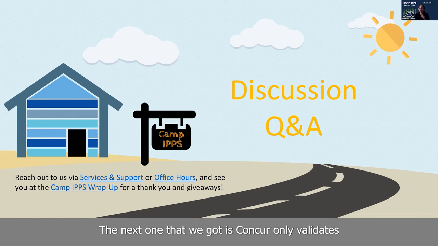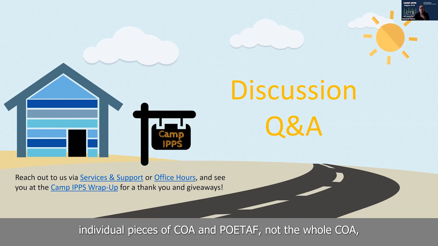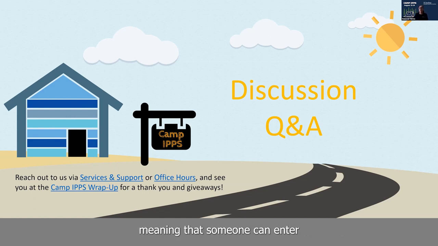The next one that we got is: Concur only validates individual pieces of COA and POTAF, not the whole COA, meaning that someone can enter any combination of values in the fields and the report will go through even if the values entered do not actually go together.